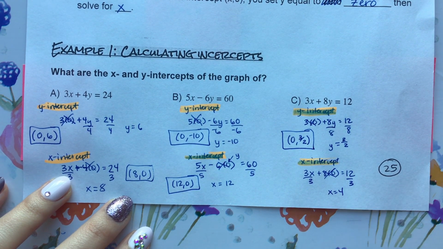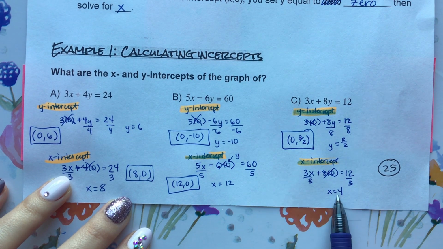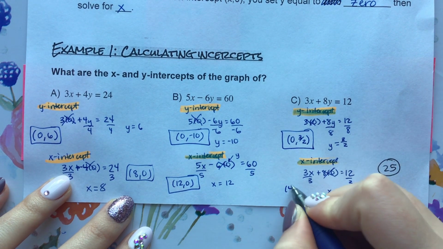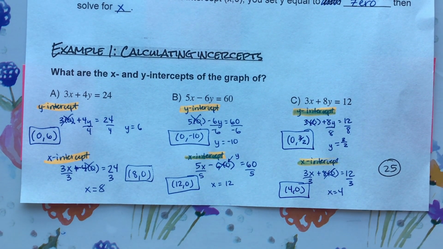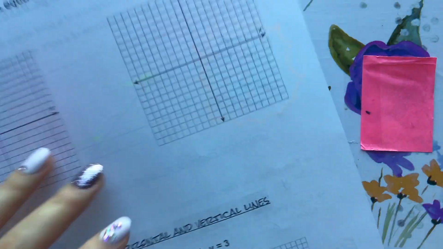Once again, I need an x value and a y value to have a coordinate. So in order to get that coordinate, I need the 4 for the x and the 0 for the y. And that's how you're going to calculate intercepts when things are in standard form for you. Okay.